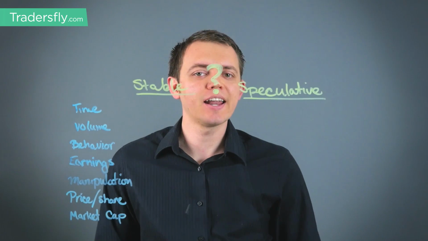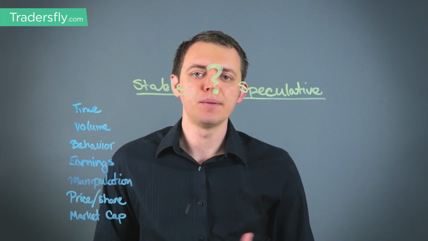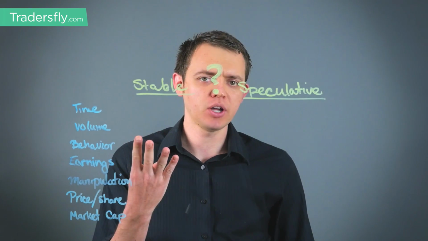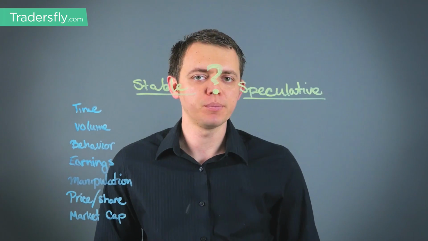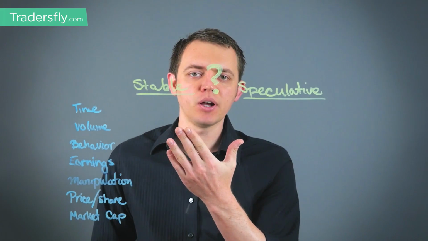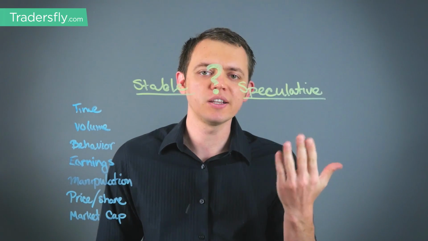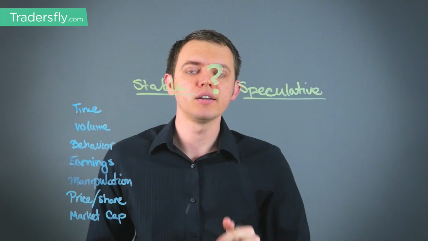So the next thing that I'd like to do is take a look at some more specifics behind the differences between stable companies and more speculative companies, because what is a stable company? How do you define a stable company? And what is a speculative company? How do you really define it?